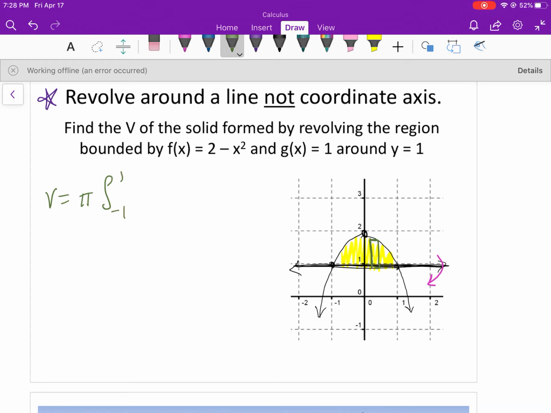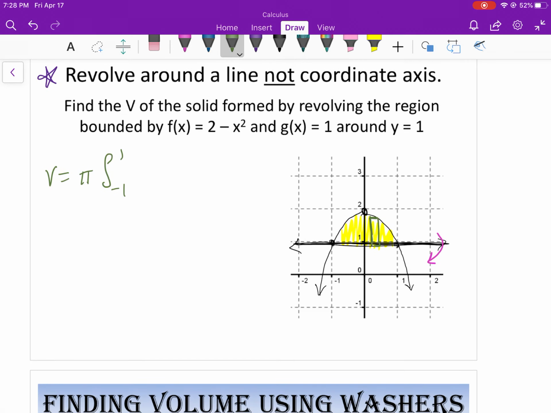What we're going to do here is take the top of our rectangle, which is 2 minus x squared, and subtract the bottom, which is 1. That whole quantity gets squared. So it's the top minus the bottom and then squared. This rectangle still represents the radius of your cylinder. Remember that volume is pi r squared h, and that's basically what you have going on here. From here, you're just going to clean it up and integrate.